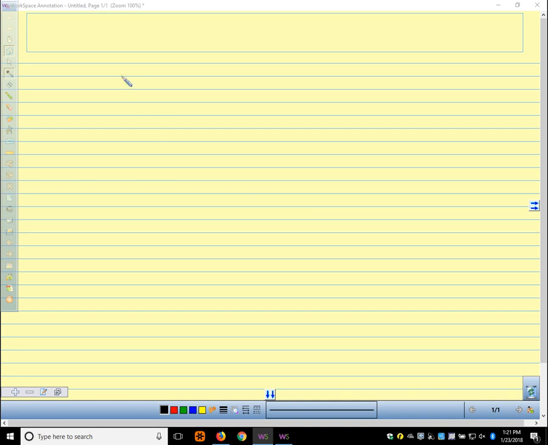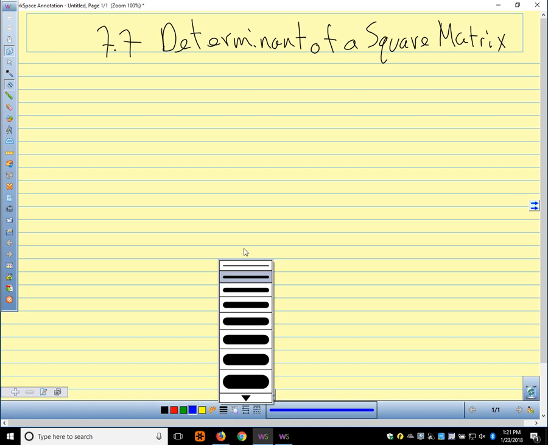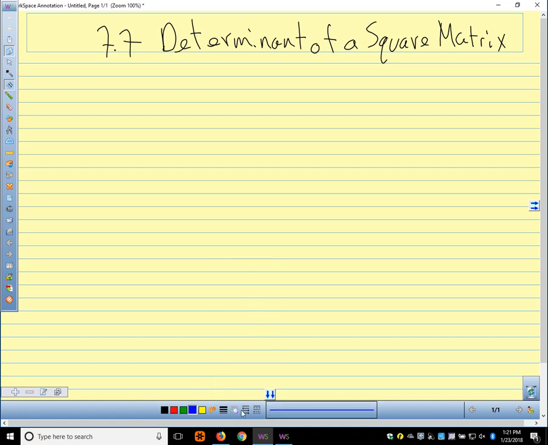Talk about determinants before we talk about inverses. So we're going to section 7.7. Determinant of a square matrix. I want to emphasize, so I'll rewrite it. Determinants are only defined for square matrices.